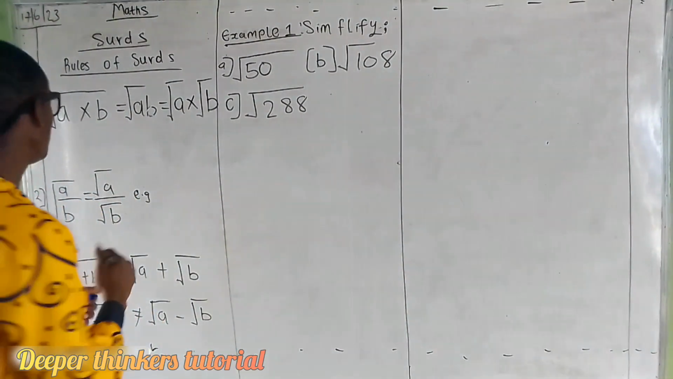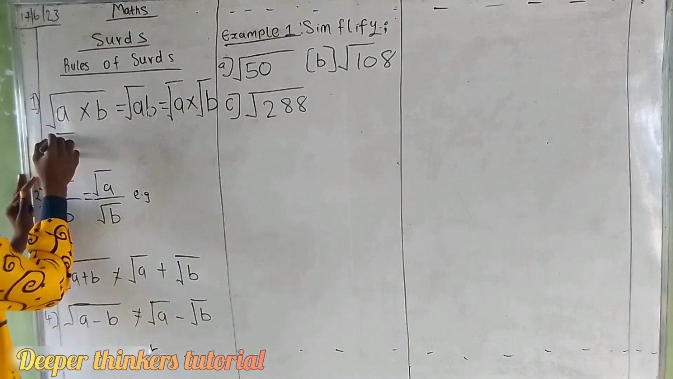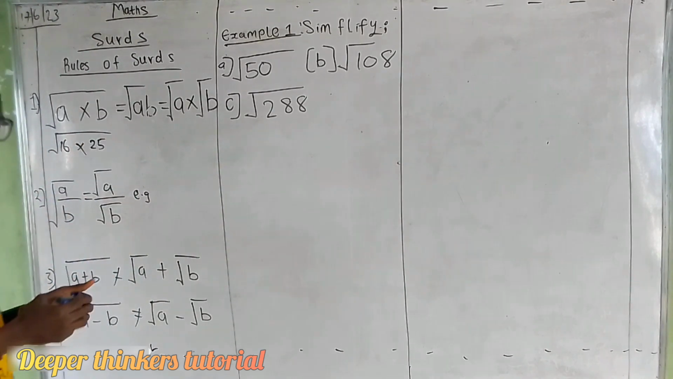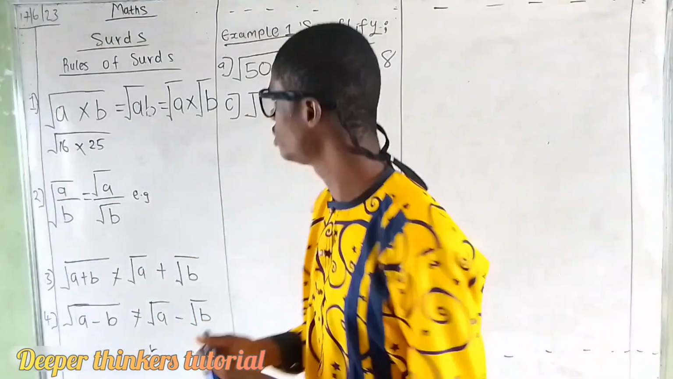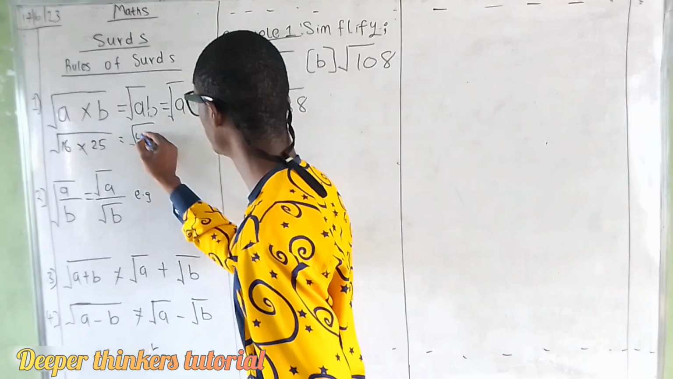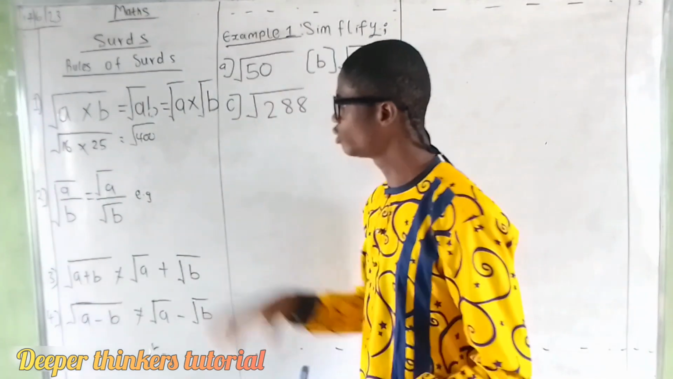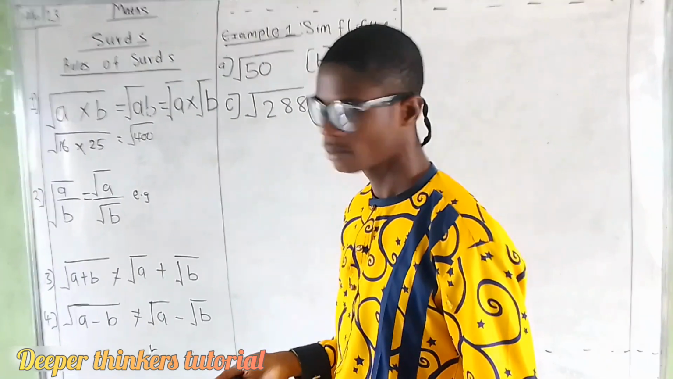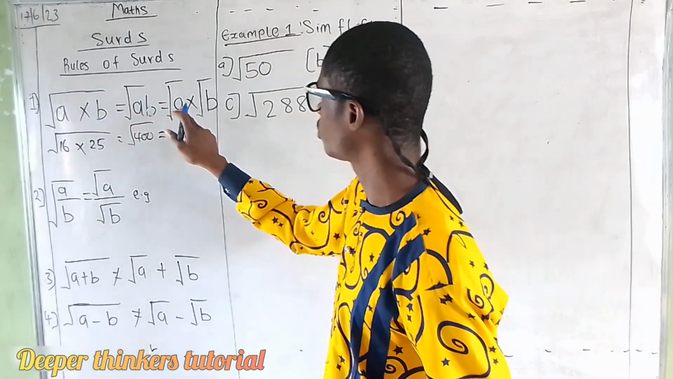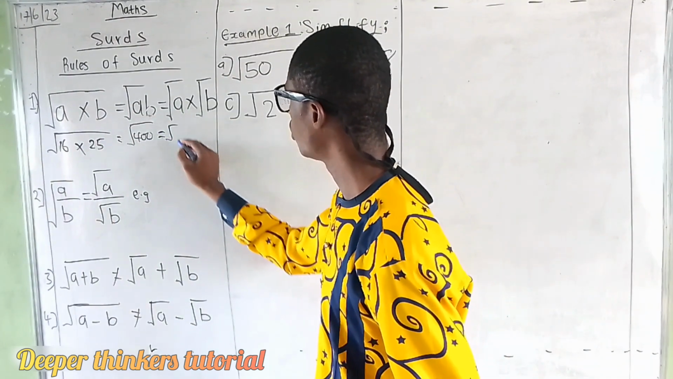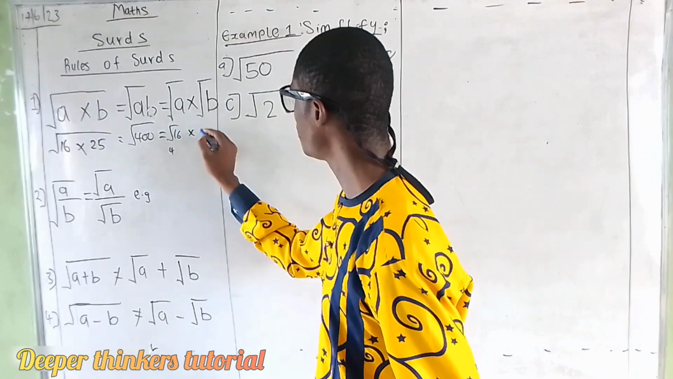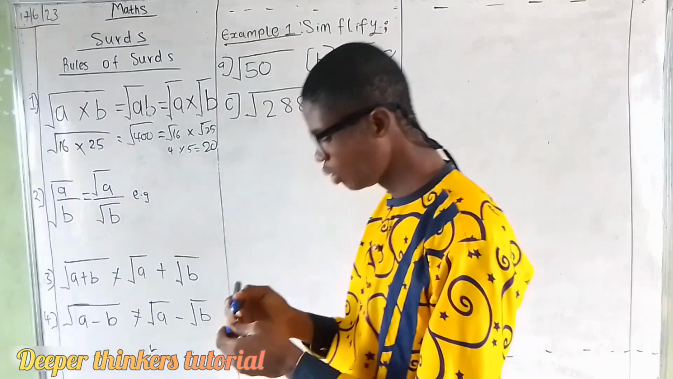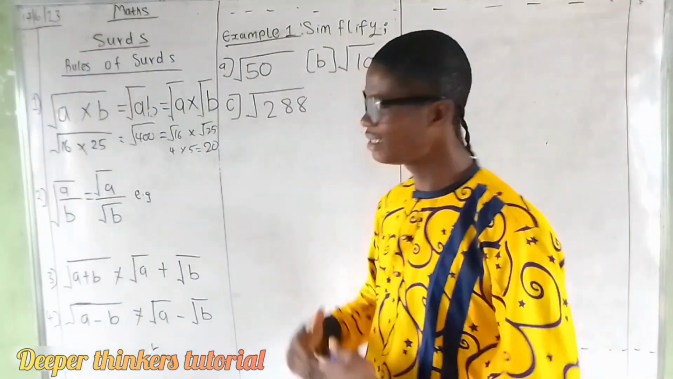Now let's take for instance 16 multiplied by 25. We all know that 16 multiplied by 25 will give you 400, and the square root of 400 is 20. That is it. Instead of doing that, you can also do it this way. The square root of 16 is 4, multiplied by the square root of 25, which is 5, and that gives you 20. So any way you apply it, it is still the same thing.